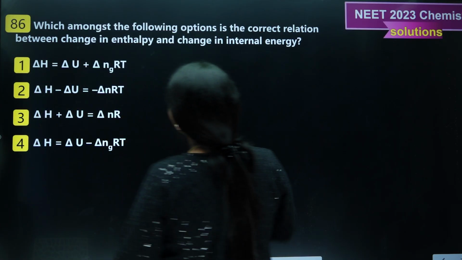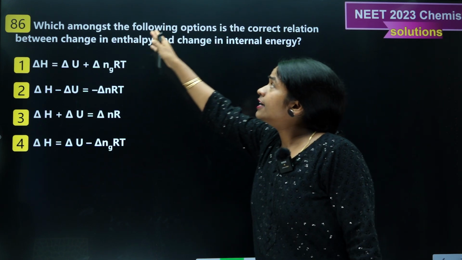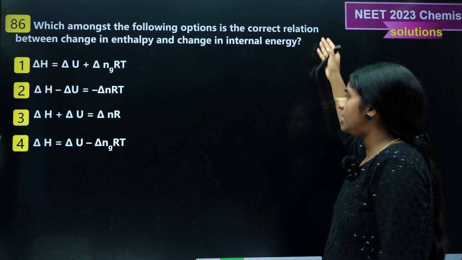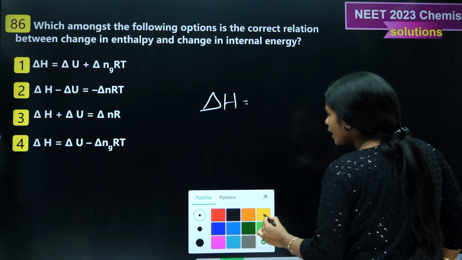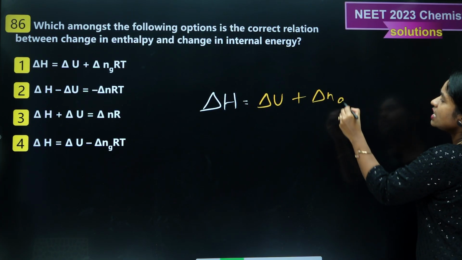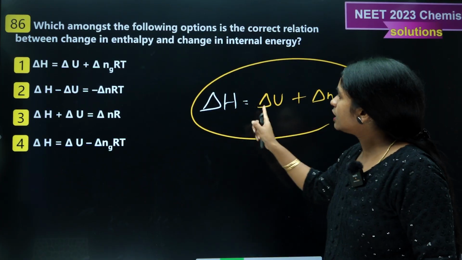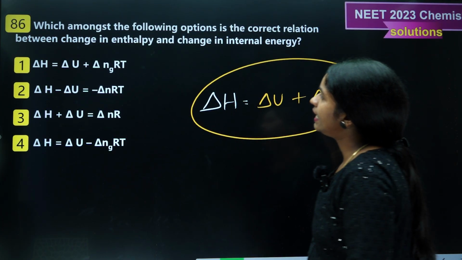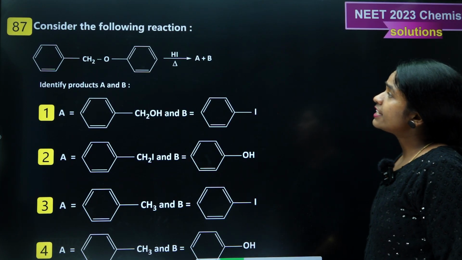See the next question. Which among the following options is the correct relation between change in enthalpy and change in internal energy? Delta H is equal to delta U plus delta nRT. So this is the direct formula. Option 1 is the correct answer. Check it out.